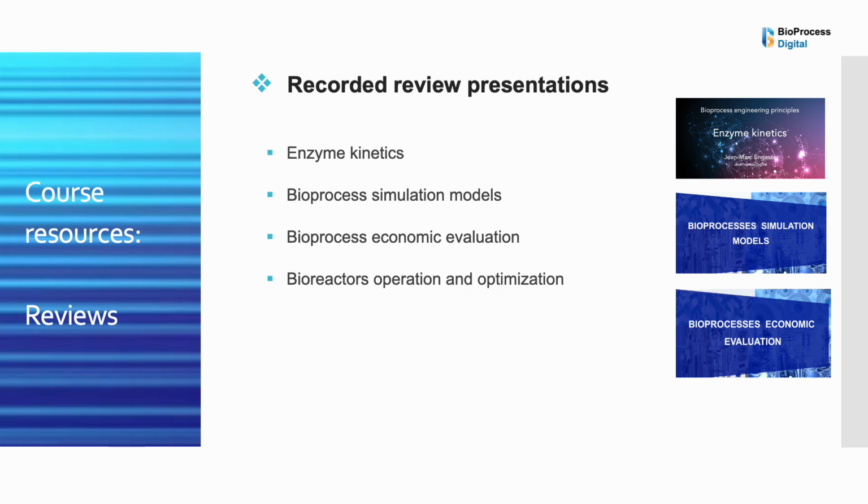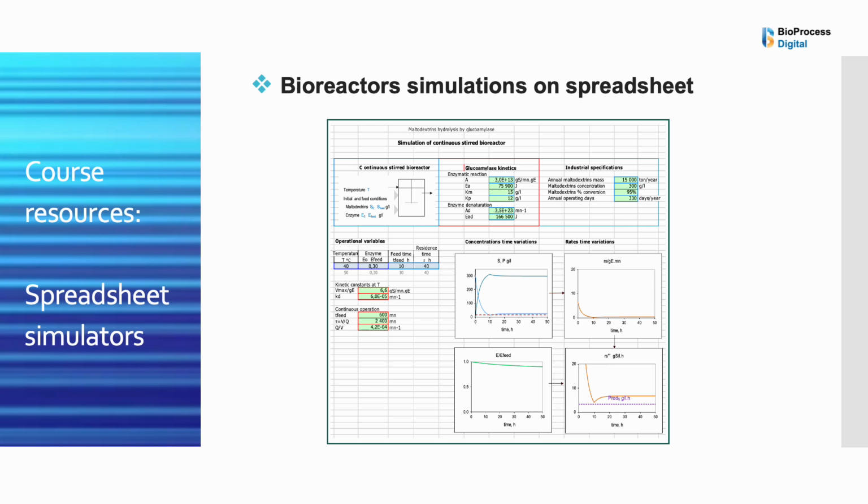The course resources include recorded slideshow presentations covering enzyme kinetics, bioprocess simulation models, bioprocess economic evaluation, and bioreactors operation and optimization. In the 3 sessions, you will use spreadsheet templates to analyze bioconversions kinetics, simulate bioconversions in their batch and continuous modes, evaluate bioconversion cost, and optimize bioreactors operation for minimal production cost.